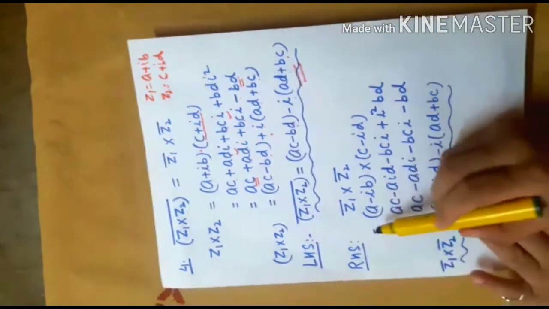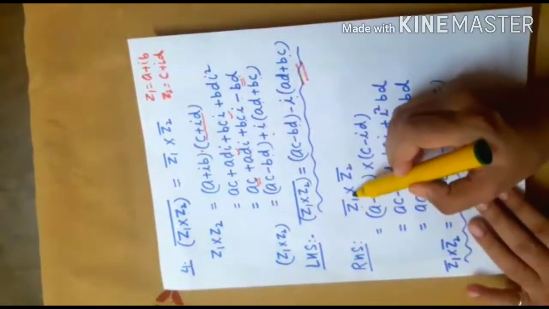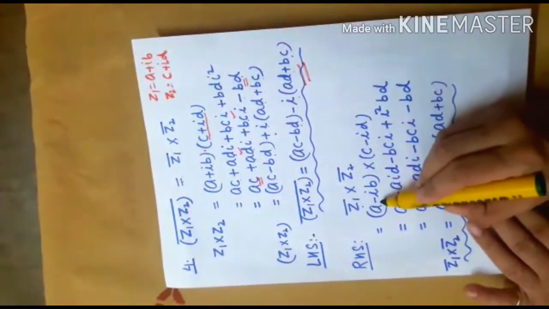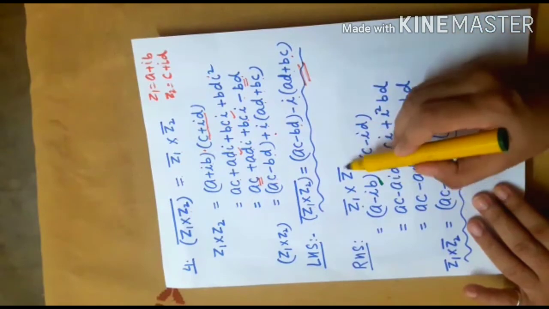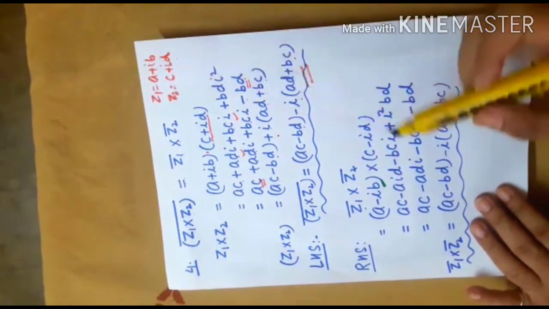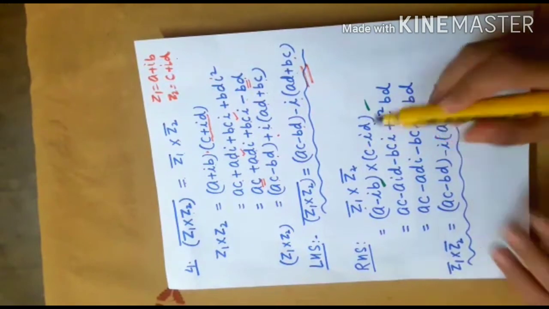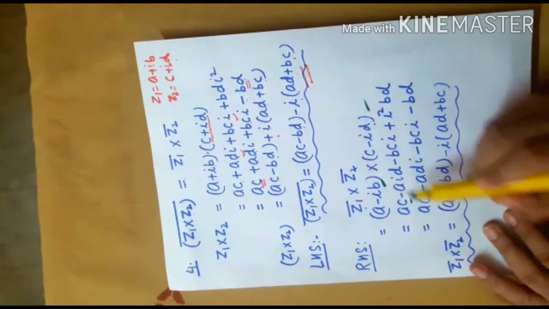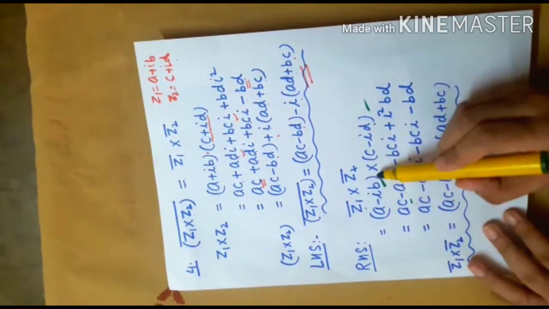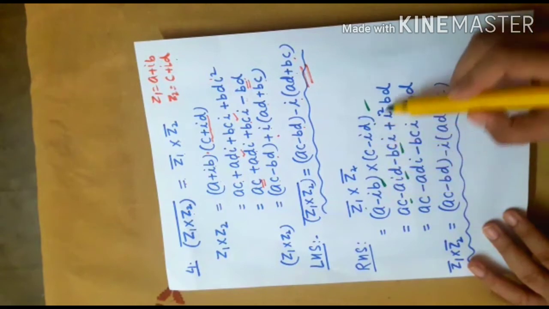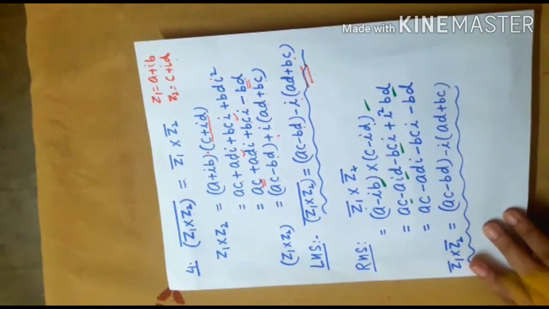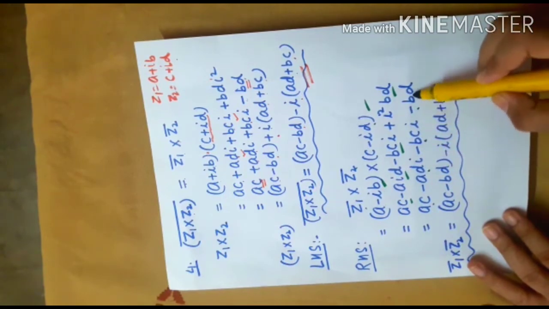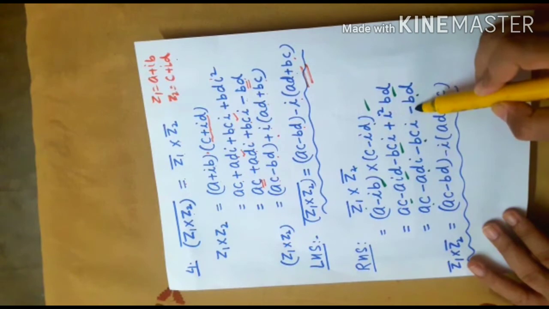Now coming to the right hand side, Z1 bar into Z2 bar. Z1 is A plus iota B, so its conjugate A minus iota B. Z2 bar. Z2 is C plus iota D, so its conjugate is C minus iota D. Open the bracket, use the distributive law. So it is AC minus AD iota minus BC iota, then plus iota square BD. It's AC minus AD iota minus BC iota minus BD, because iota square is -1.